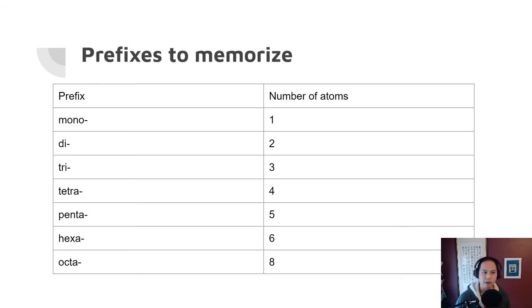Really, tetra is the only kind of tricky prefix, but you just kind of got to memorize all these different prefixes. Okay, questions about that?